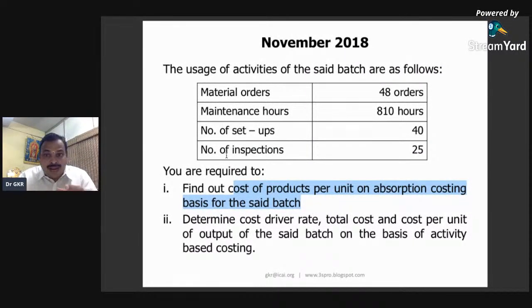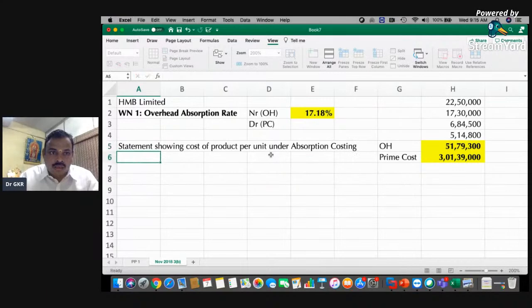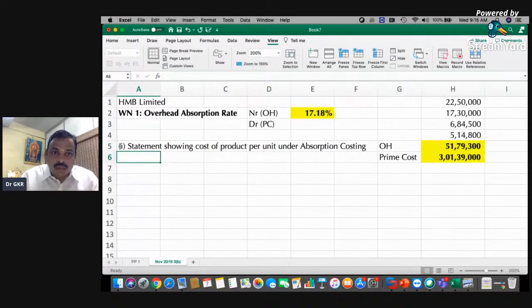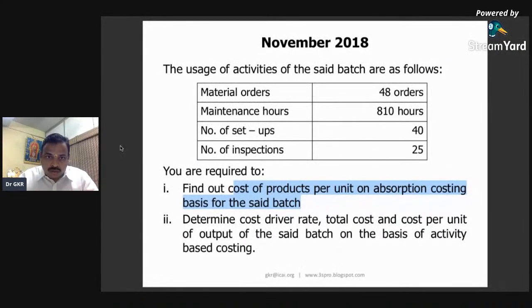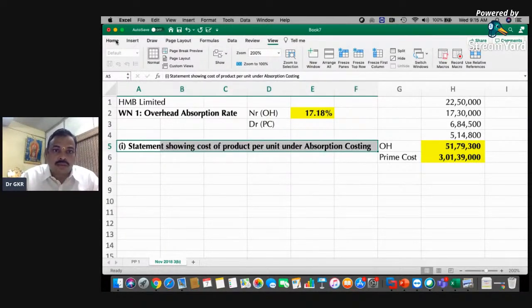Cost of product under absorption cost. Under absorption cost, this is with respect to 1. Similarly, I will do 2. You have to find based on activity based cost. Okay, so let us do this first, guys.